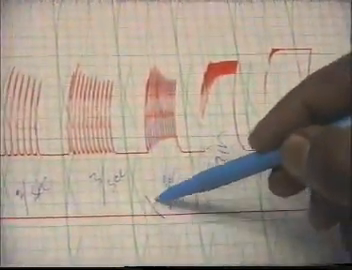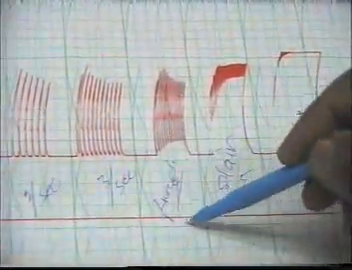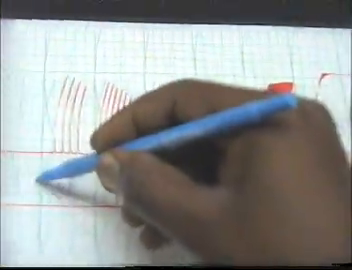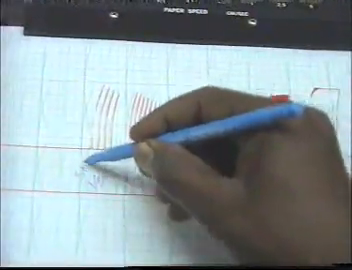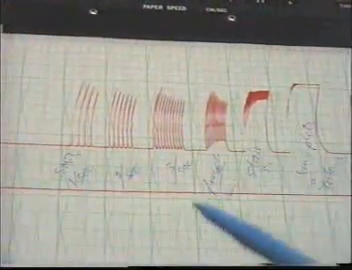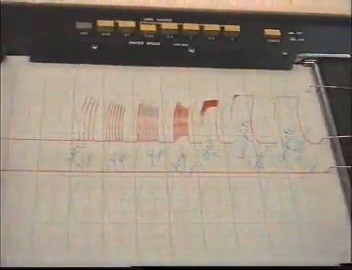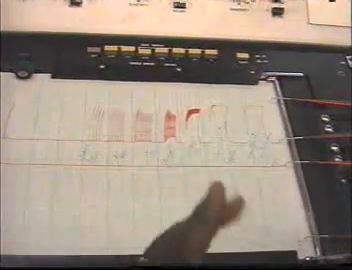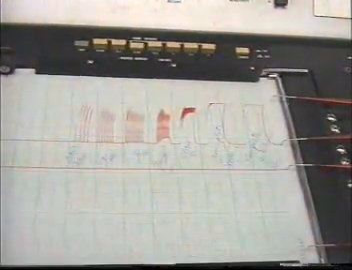Here this is fused contraction. This is simple muscle twitch. So as we increase the frequency of the stimulation, the contractions become fused together until they reach a point where there is sustained contraction. This is known as complete tetanus.